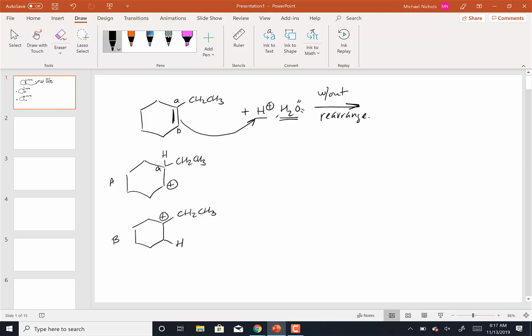Okay. Now, at this point, this is the only new step of this mechanism. Because now I'm going to react that carbocation with water. I can react each one of those carbocations with water. And what do I now have? What mechanism did we add a neutral nucleophile to a carbocation? SN1. So at this point, it's nothing more than an SN1 reaction.